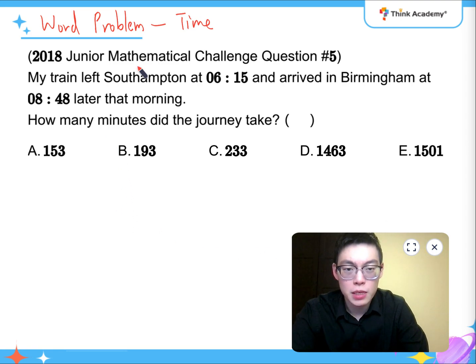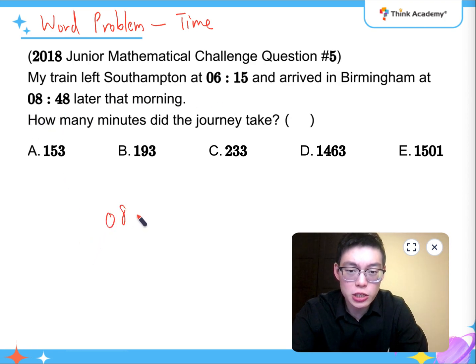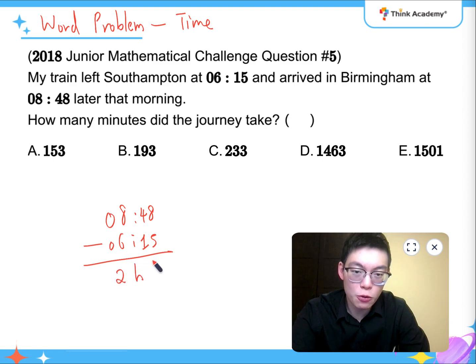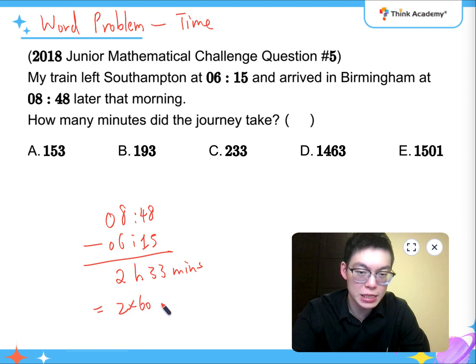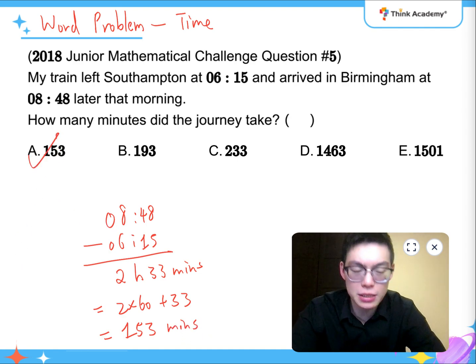Okay, so it left at 6:15, arrived at 8:48. So we just need to do 8:48 subtracting 6:15 to see that it's going to be 2 hours and 33 minutes, which is equal to 2 times 60, that's 120 minutes, adding 33 minutes, which is 153 minutes. All right, so that's going to be the answer, 153.